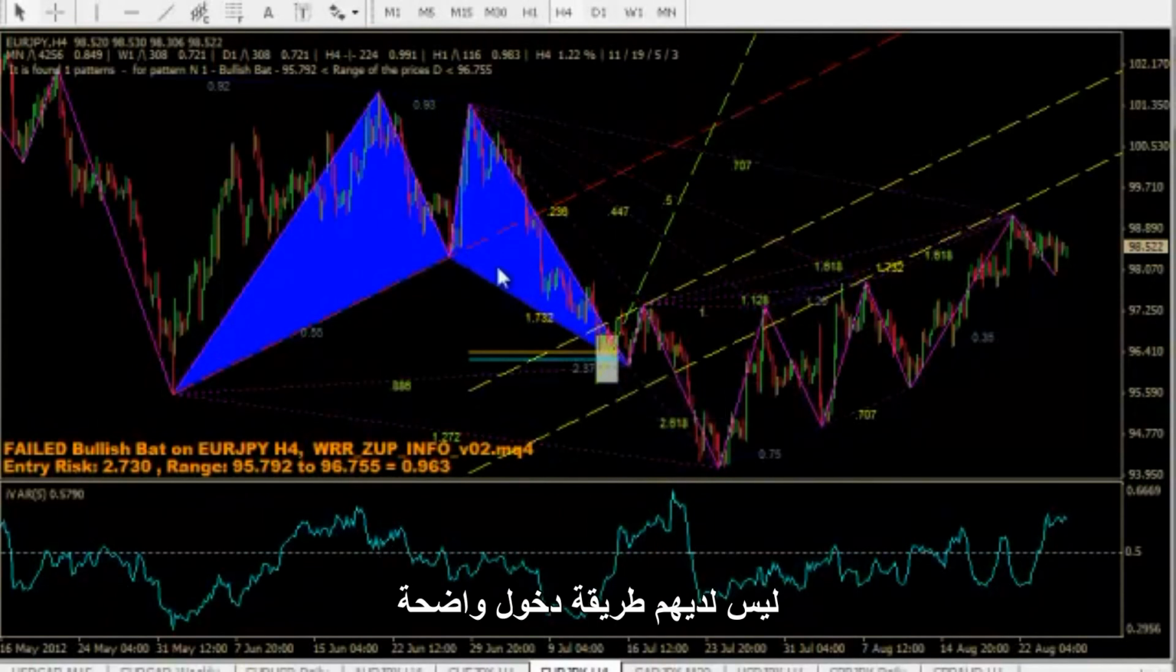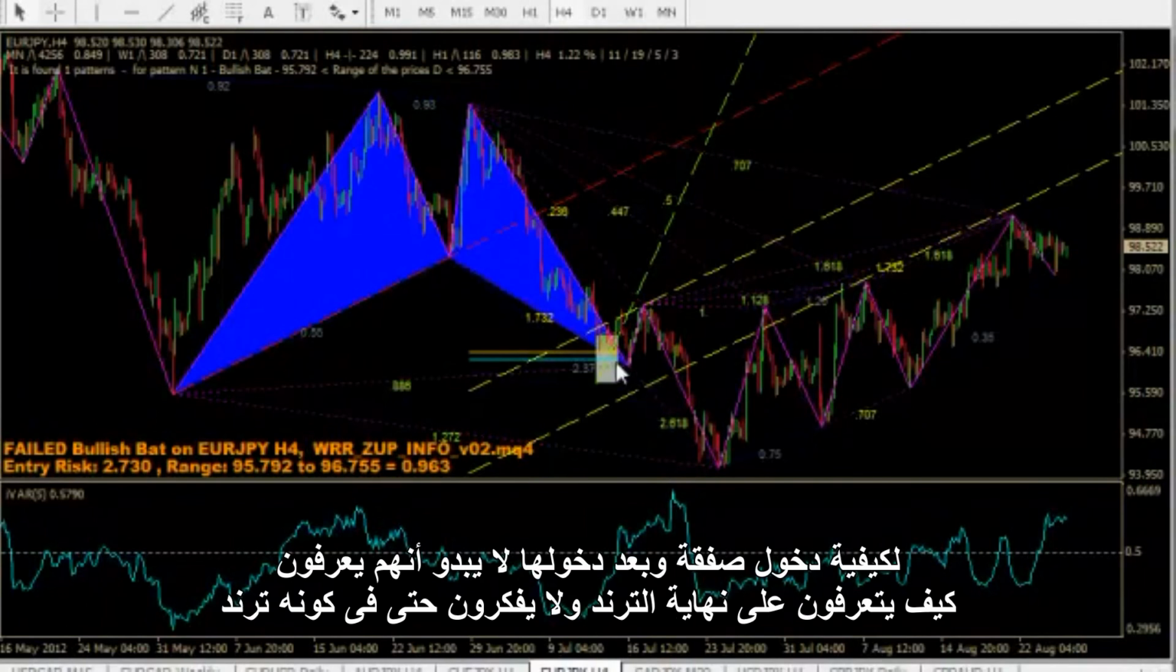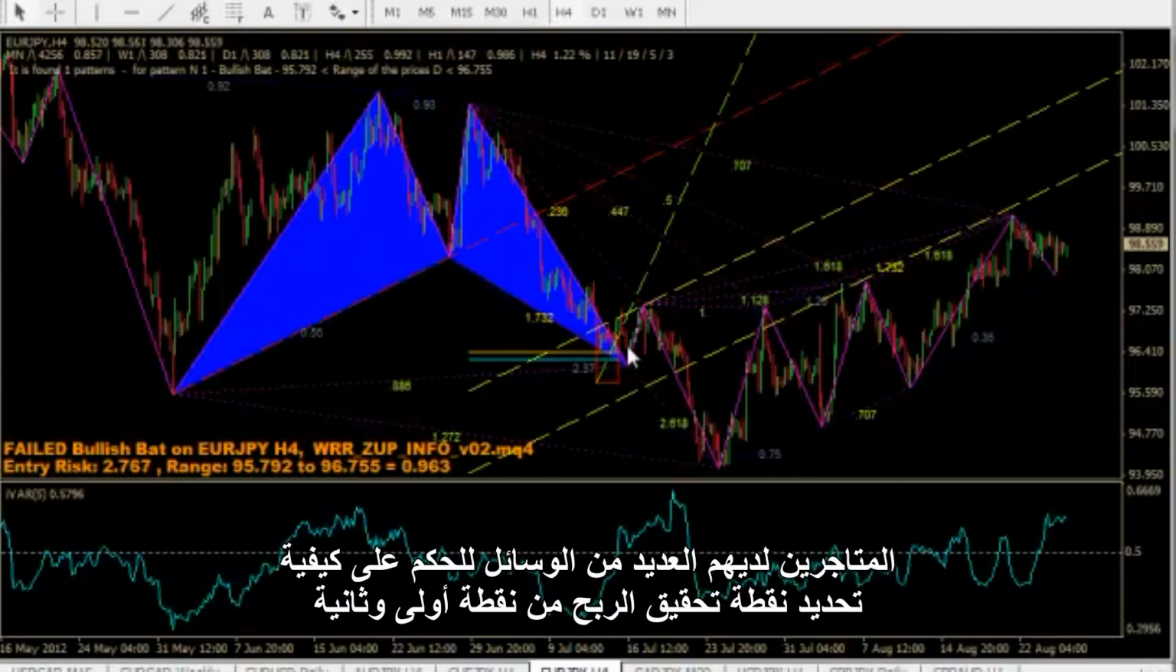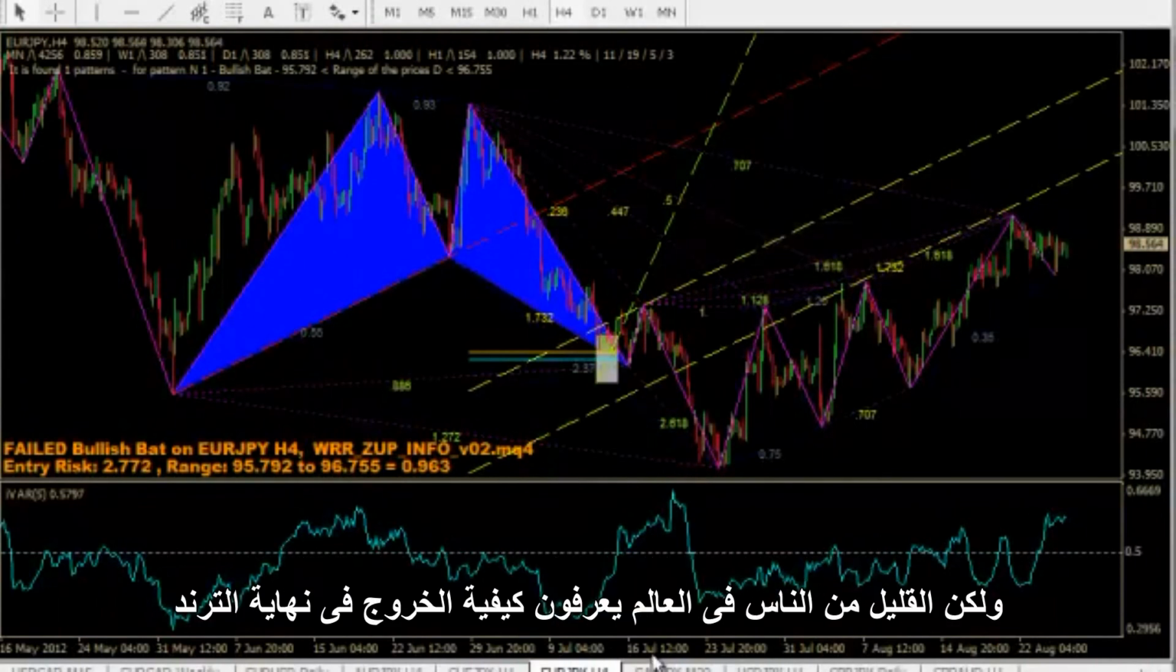They don't have an actual entry method that is clear for how to get into the trade, and after getting into the trade they also don't seem to know how to identify the end of the trend. They're not even thinking about whether there's a trend or how to identify the end of a trend after entering the trade. Yet in our community, at the end of a correction they will enter a trade and remain in the trade for the maximum amount of profit and exit at the end of the trend. Traders have all kinds of random, arbitrary take-profit strategies to take profit at a certain target 1 and target 2, but very few people in the entire world seem to know how to exit at the end of the trend.